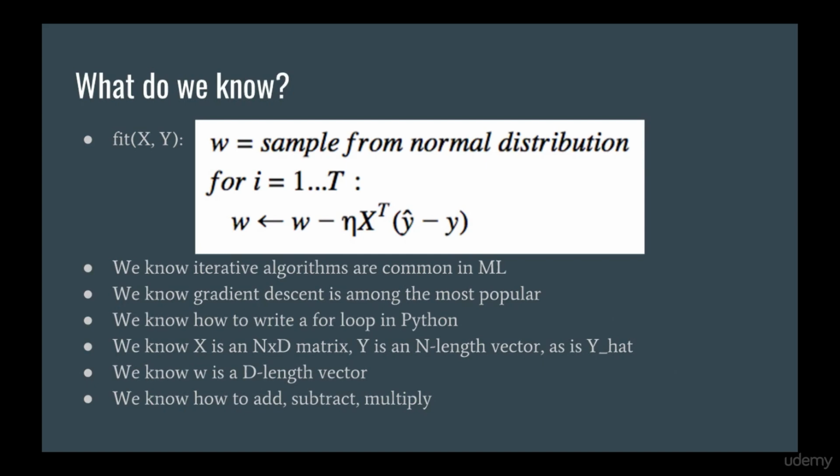You know that X is an n by d matrix containing the input data, and that y is an n-size vector containing the targets. You know that y hat is an n-size vector containing the predictions. You know that w is a d-size vector containing the model parameters. And you know how to add, subtract, and multiply these objects. So we can write this algorithm without even knowing how it works. Of course, a lot about how it works can just be inferred from this formula.